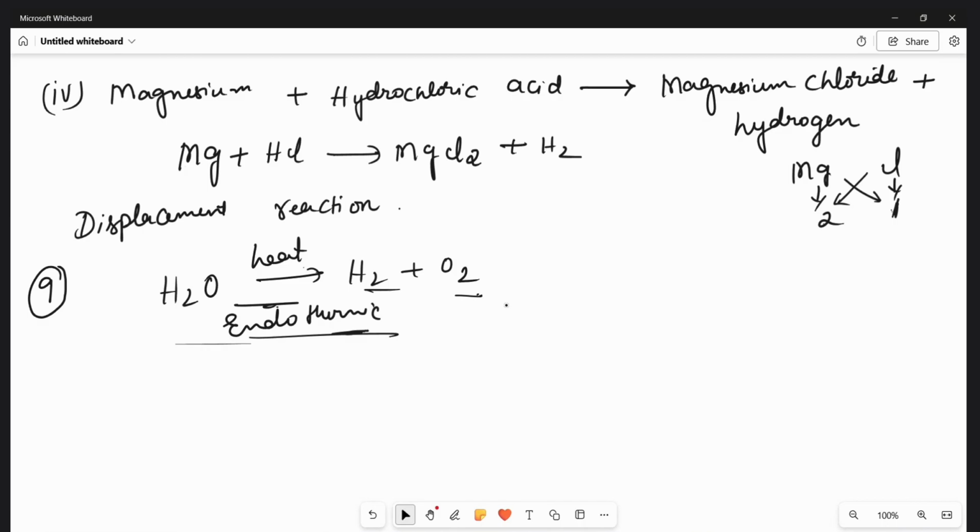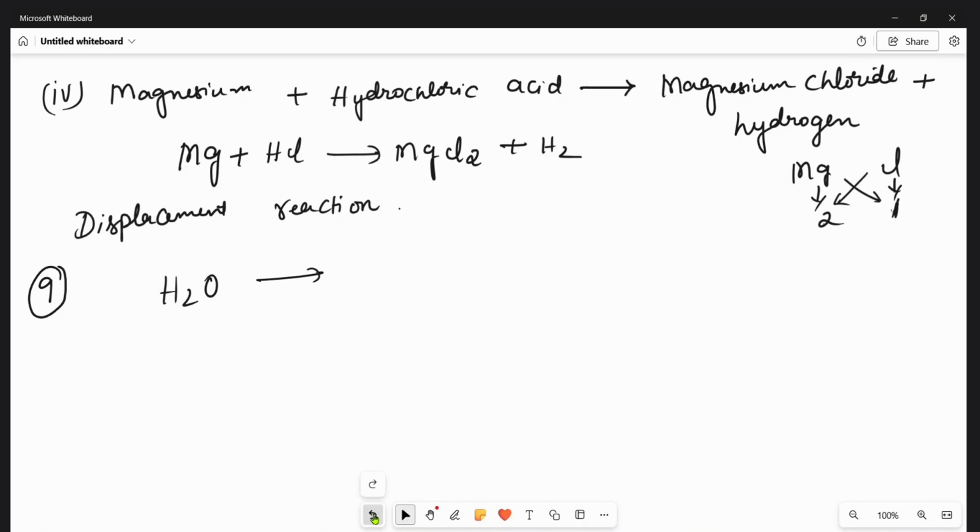What about the ninth question? Exothermic: the reaction in which heat is produced, we call it an exothermic reaction. Any example you can give, the respiration also. Next, endothermic: the reaction in which heat is absorbed is also an endothermic reaction.